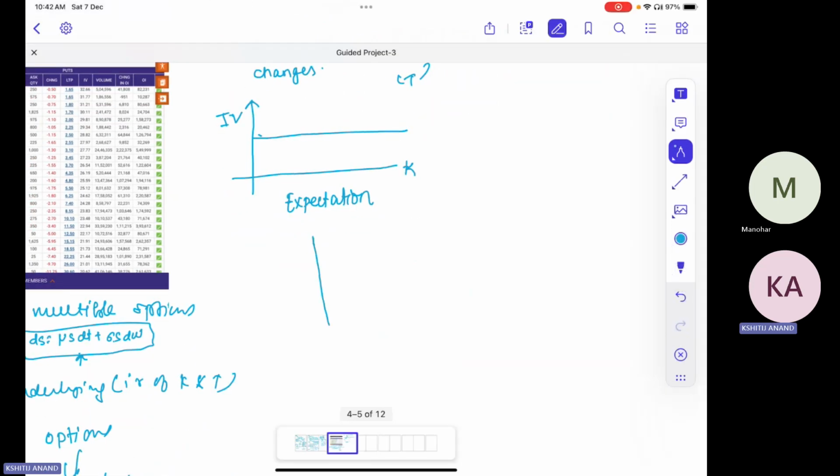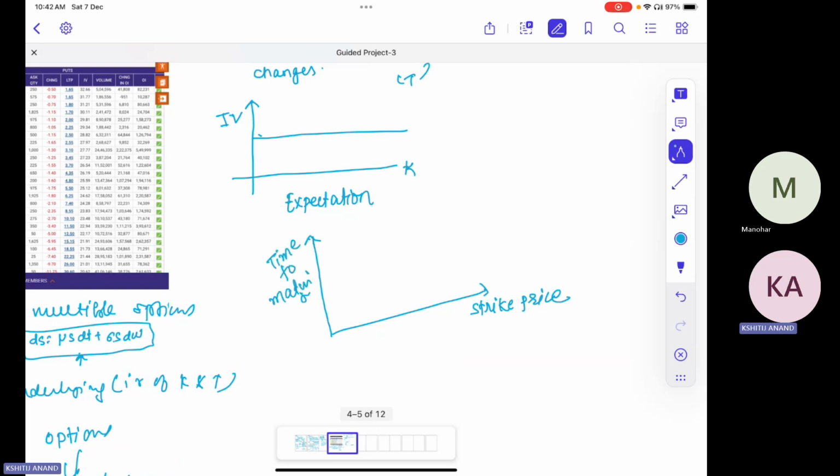So let us say this is a certain axis, X or Y, anything. On this side, we can plot the strike price. On this side, we can have time to maturity for different options, right?